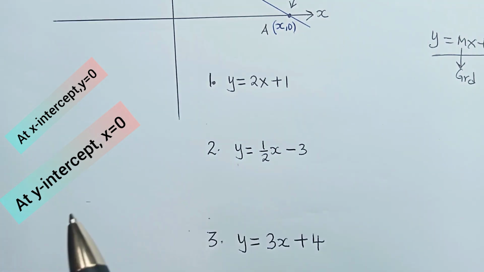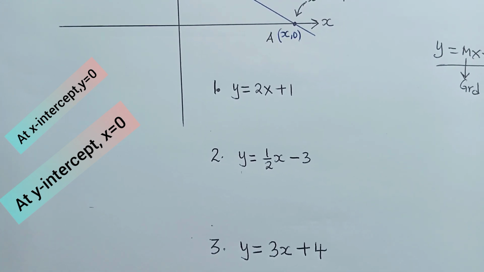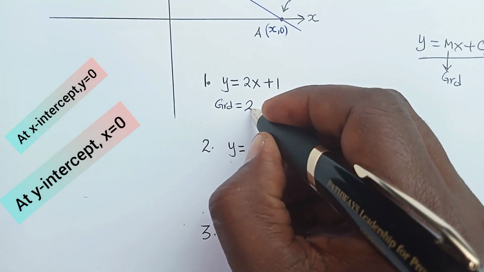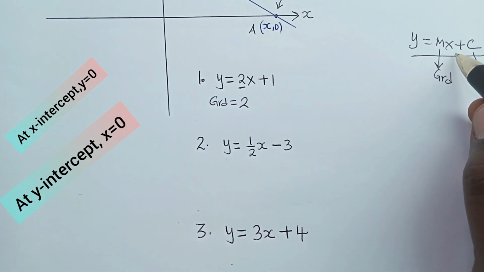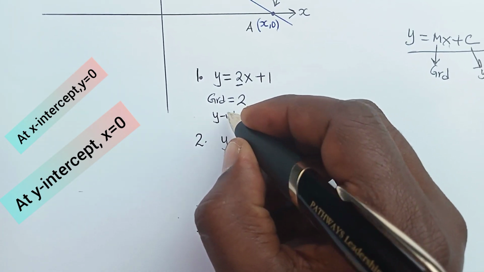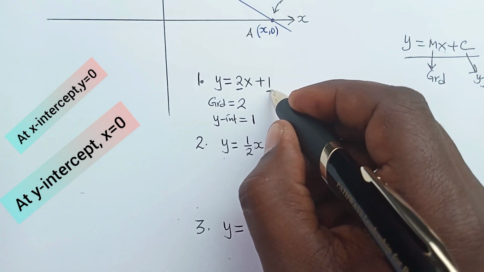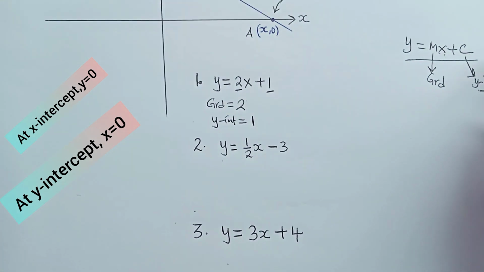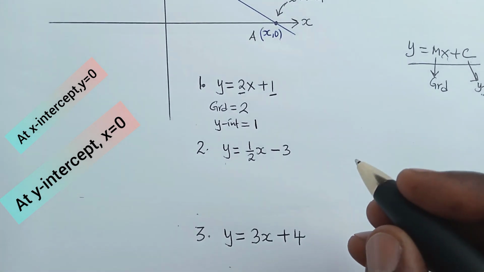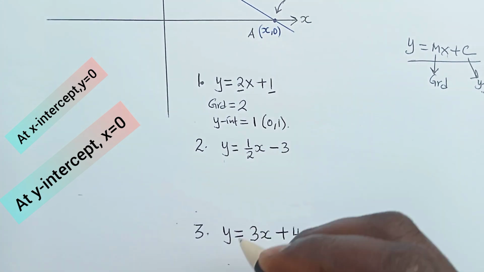On question number 1, y equal to 2x plus 1. So first of all, what is the gradient of this straight line? 2. So we can see that from the general equation m, so the gradient is 2. What is the y-intercept directly? The y-intercept is said to be 1. So 1 is evident here because it is the constant term on the general equation of that straight line. So the y-intercept is 1, and therefore we can give the coordinate as 0, 1.